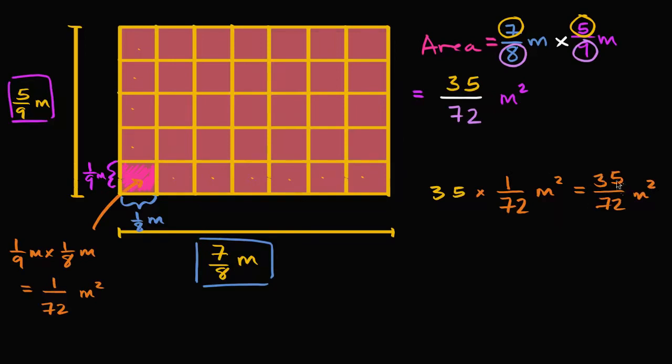And this 35 is the same one that we had in yellow. That's this one right over there. So once again, you can just multiply 5/9 times 7/8 to get what we have got here. But hopefully when we thought about the area of each of these rectangles, it might make a little bit more intuitive sense where this number came from.